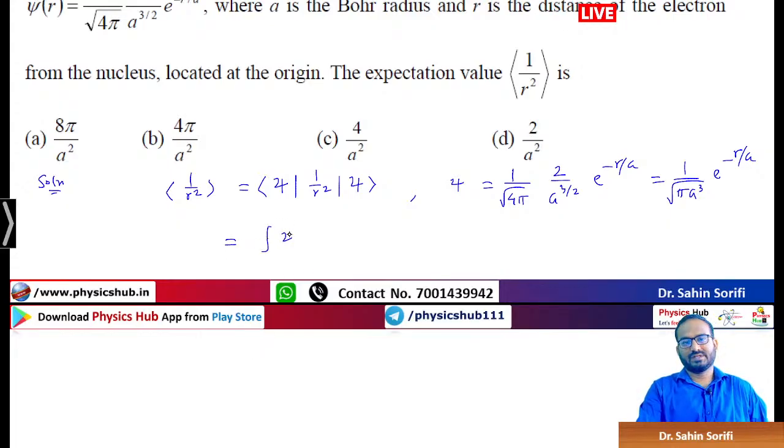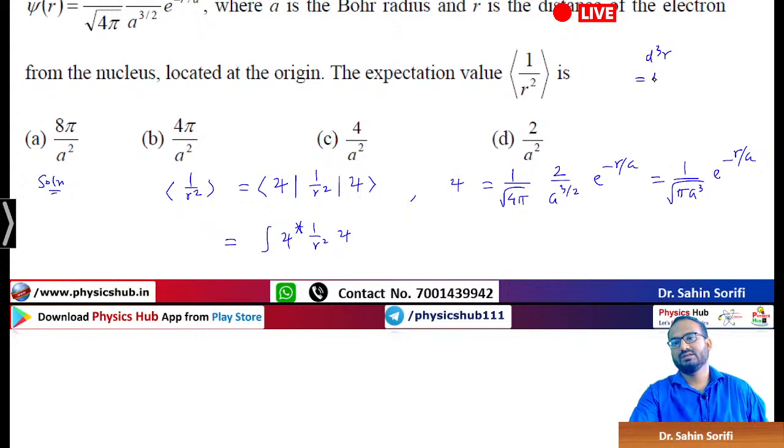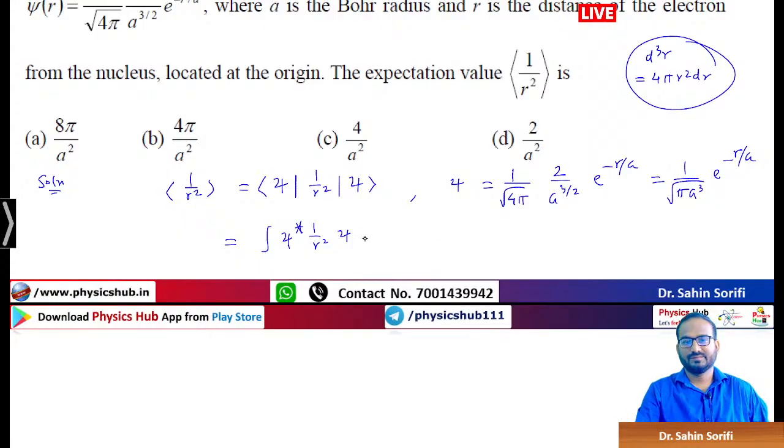So this is the integral of psi star 1 by r square psi d cube r, right? In 3 dimensions we write the volume element. If it has only explicit r dependence, we can write d3r. You know, d3r is equivalent to 4 pi r square dr. The way we write dx for 1 dimension, here for 3 dimensions we will write d cube r. D cube r means 4 pi r square dr.